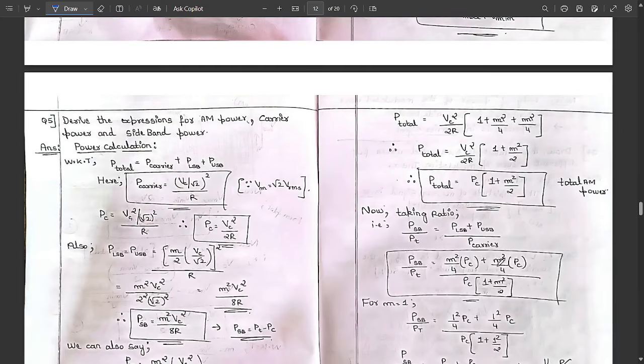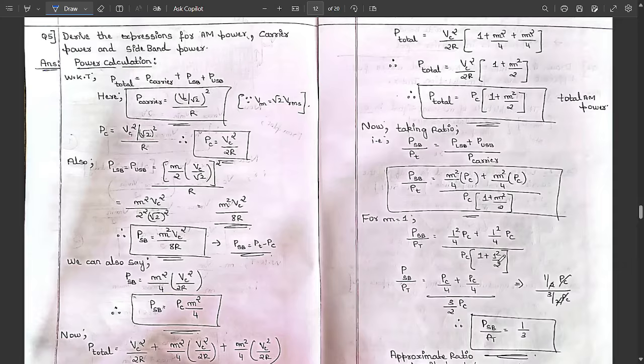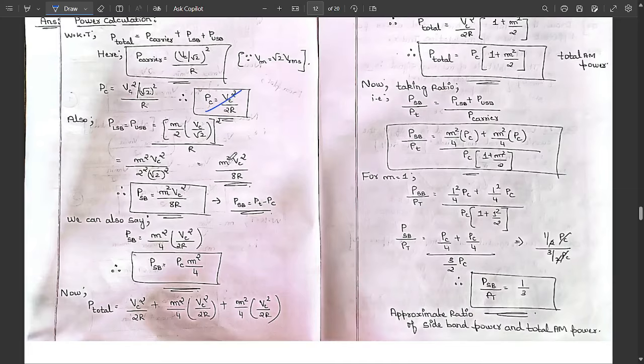This derivation is not important, but I'm going to tell you some formulas that you need to know in order to solve problems. One formula is for Pc, the carrier power. It is represented as Vc squared by 2R. This is the formula for carrier power. And this is the formula for total sideband power, PSB, given as Pc into m squared by 4, where m stands for the modulation index, and you know that the modulation index is Vm by Vc.